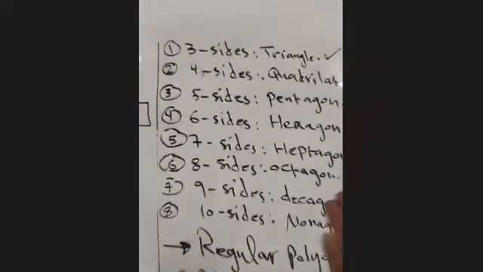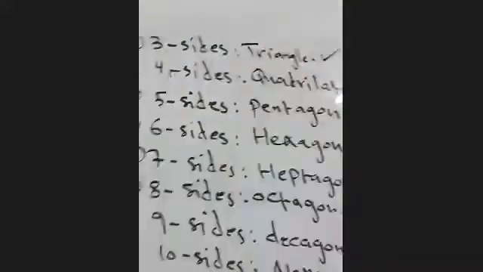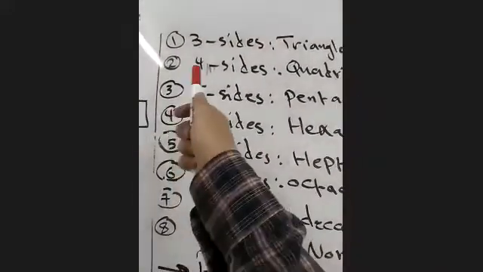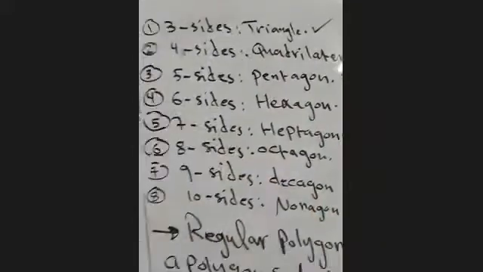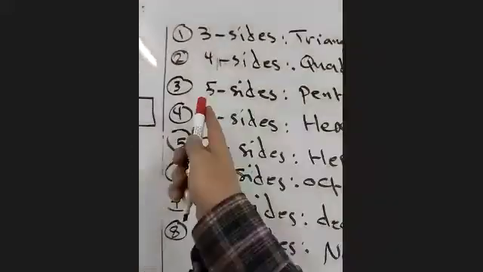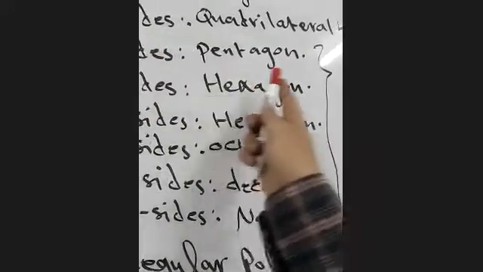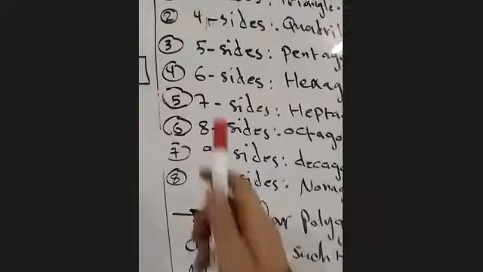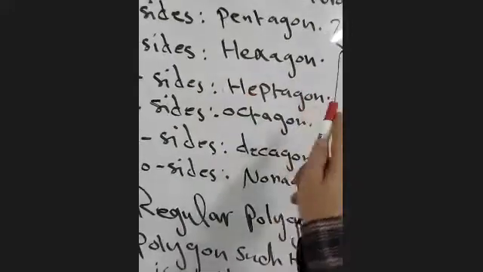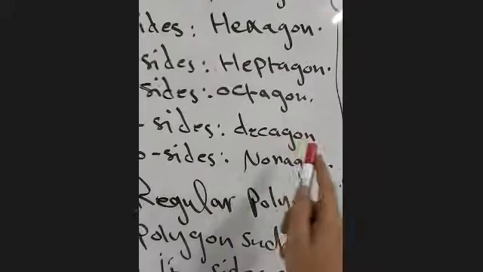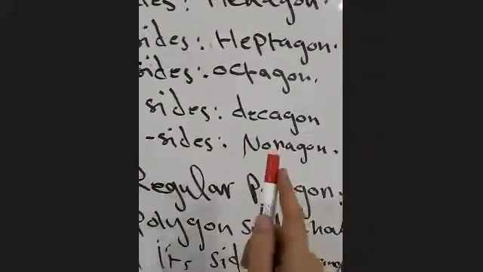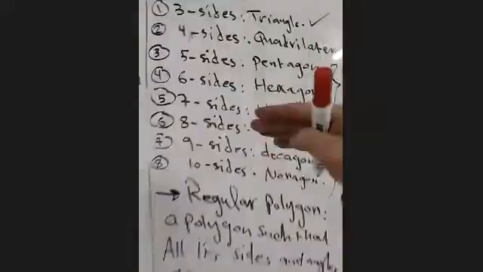So if the polygon has 3 sides, we call it a triangle. If it has 4 sides, we call it a quadrilateral. If it has 5 sides, we call it a pentagon. 6 sides, hexagon. 7 sides, heptagon. 8 sides, octagon. 9 sides, decagon. And 10 sides, nonagon. These are the names.